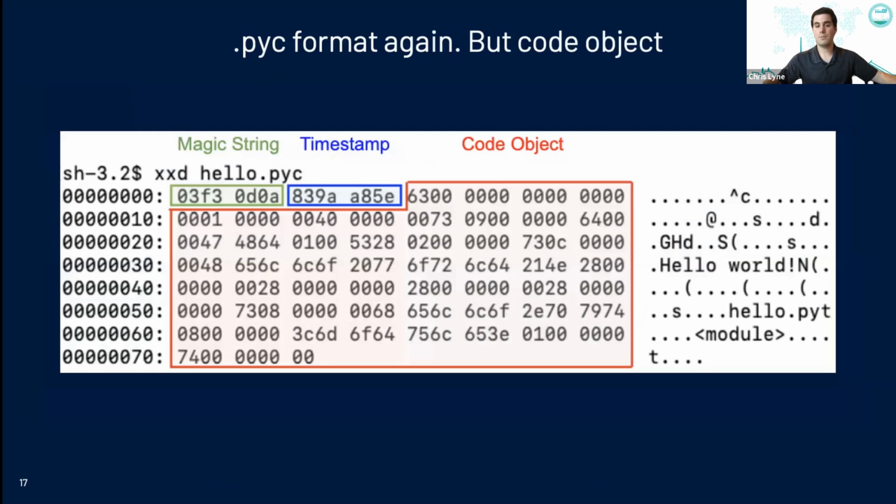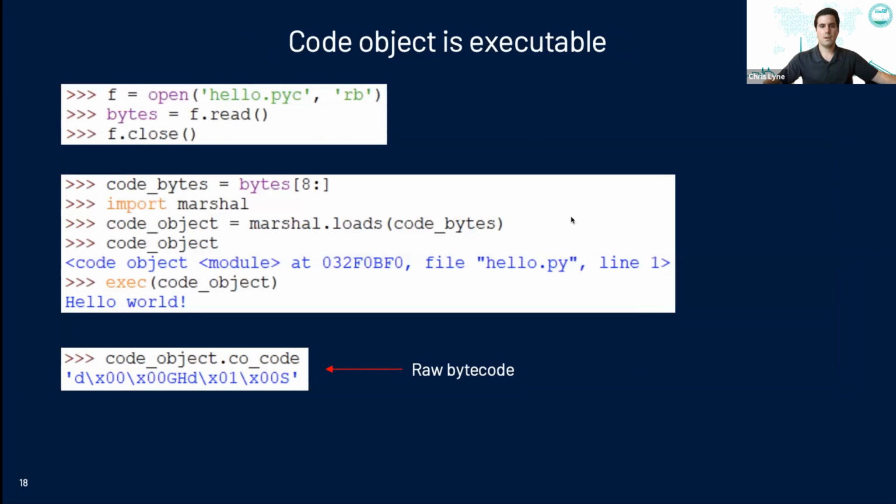So now we'll look at code objects a little bit more in depth, as that's where the instructions and opcodes are contained. That code object that's in the PYC file, if we were to read from a PYC file, load up the code object that starts at index 8, and use the marshal module to load those code bytes, you can see that there is a code object in there. And if we were to execute it, we would get that expected output, hello world.